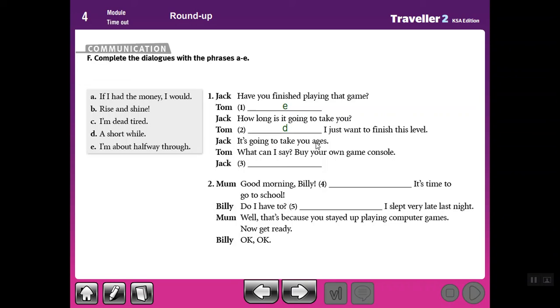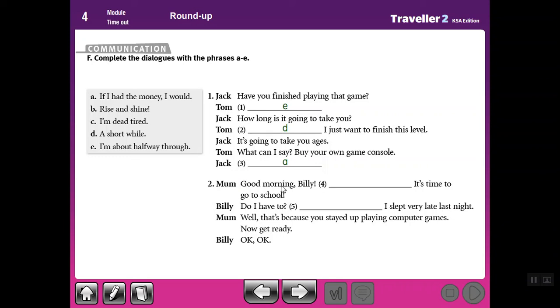It's going to take you ages. What can I say? But your own game console. Buy your own game console, something to play with, a game console for you. He says, oh, if I had money, I would. But really, I don't have money.